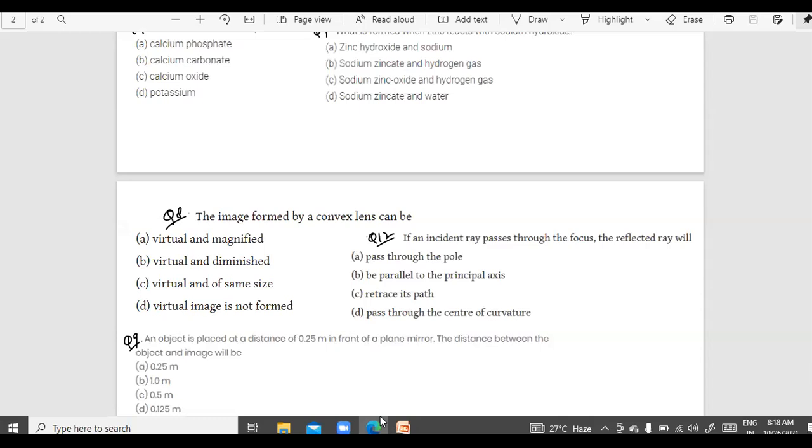Okay, so if I am talking about the image formed by convex lens or concave mirror, convex lens and concave mirror form virtual images as well as real images. But if I am talking about the virtual image, then it will be magnified. Got it? Yes, sir.